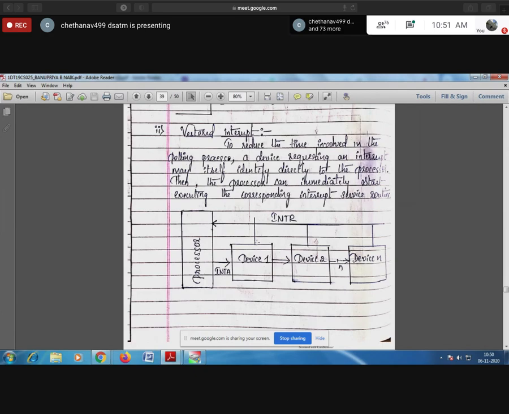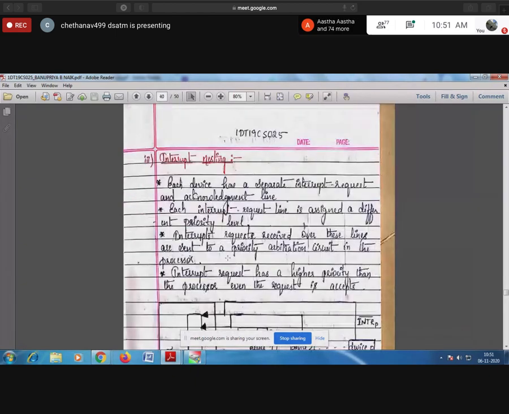Polling is nothing but the processor will come to each and every device and ask, you want my service, you want my service, like that. But in vectored interrupts, what will happen? The device will request the processor. Device 2 will request, device n will request. Whichever device requests, the processor will provide the service. That's about the processor.